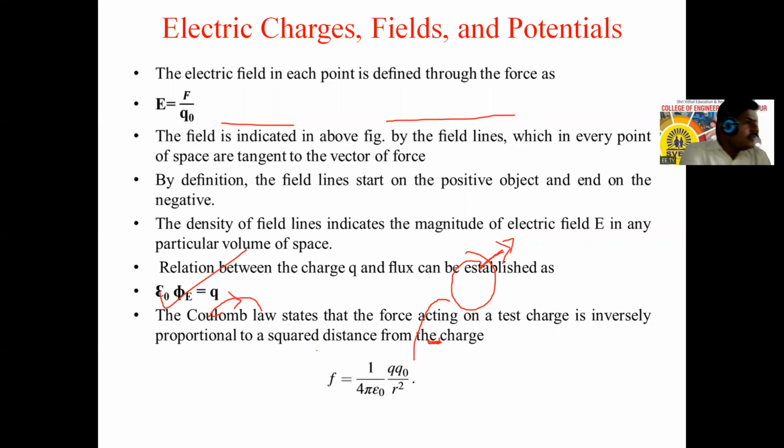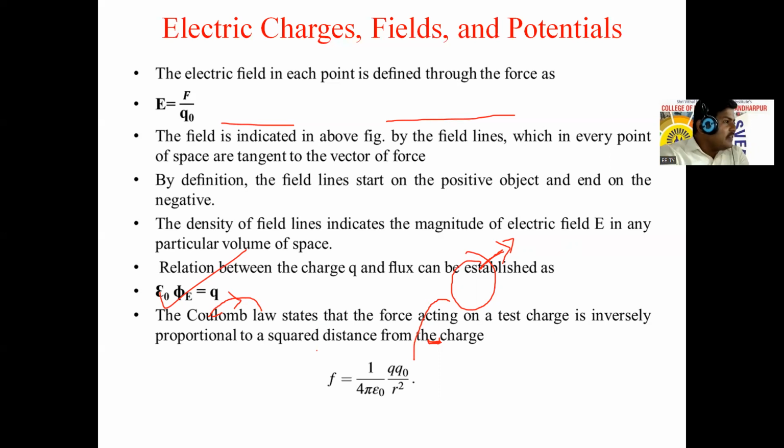What is epsilon 0? Permittivity or permeability? Permittivity. In case of magnetic field, there is permeability. So permittivity epsilon 0, phi is nothing but the flux of that electric field and q is nothing but charge.